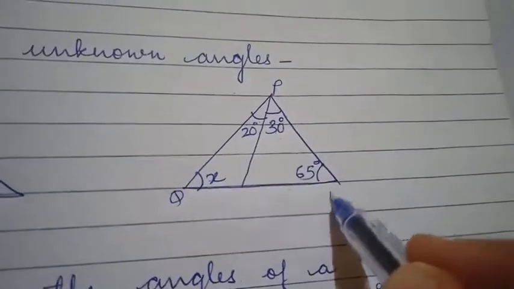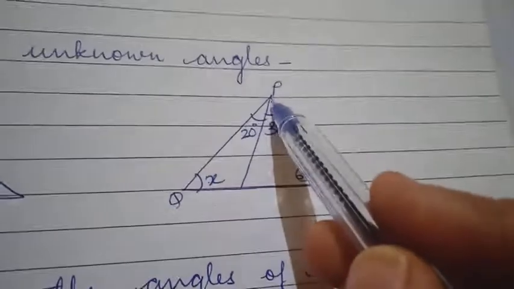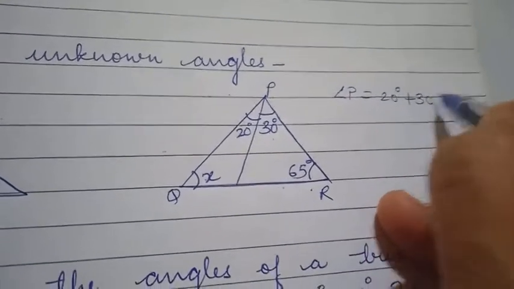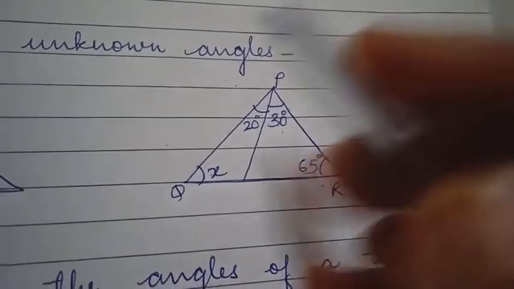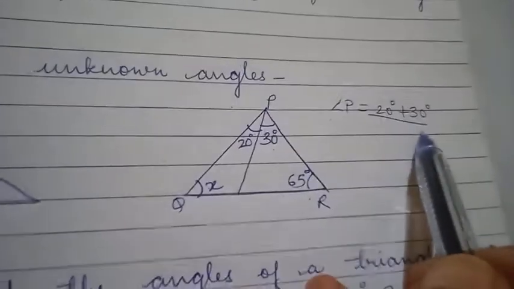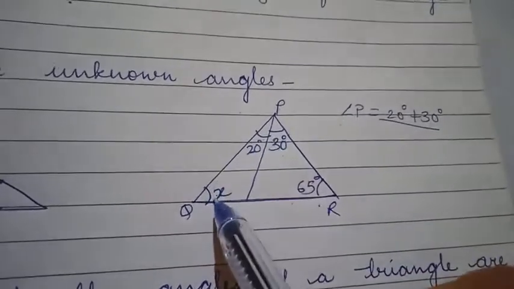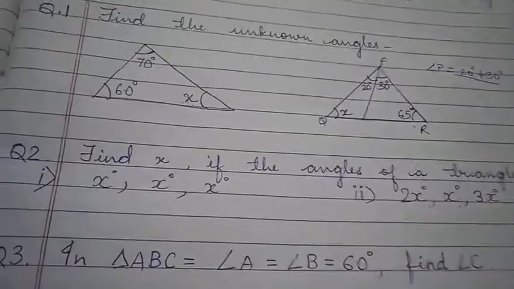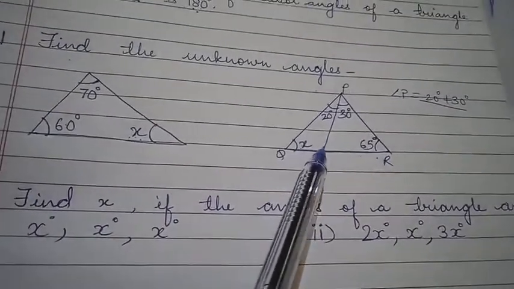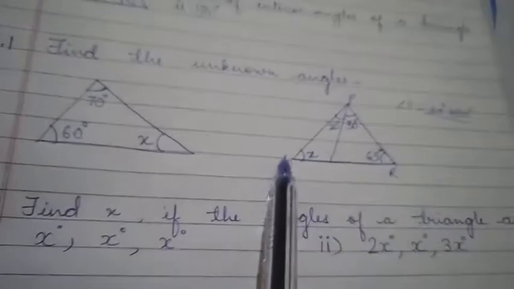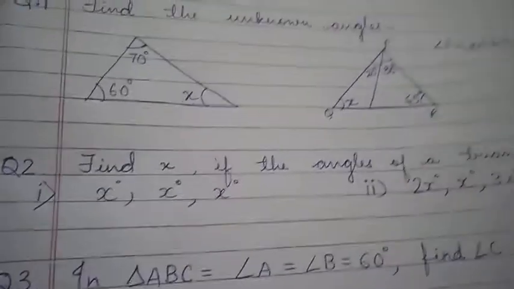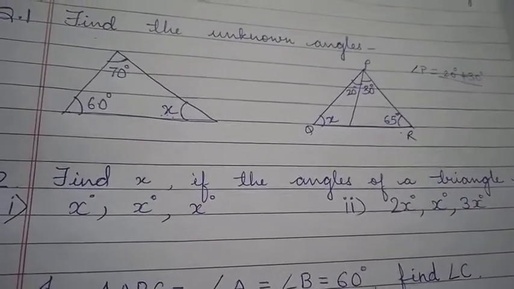triangle PQR. If I name it as triangle PQR, I am considering angle P becomes 20 degree plus 30 degree, right? So angle P is 20 degree plus 30 degree, which is 50 degree. So 50 degree plus X plus 65 degree is equal to 180 degree, right? So this way you have to solve. Angle P plus angle Q plus angle R is equal to 180 degree. So transpose the values from left hand side to right hand side and get the answer.